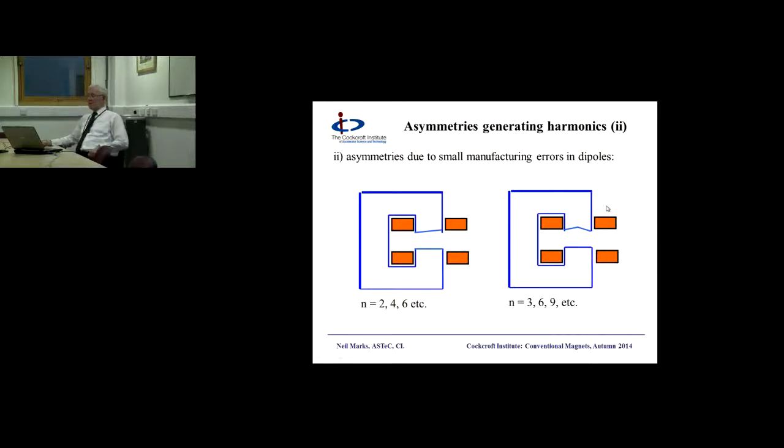What about other errors that can be introduced? Well, here's a dipole that's been made with a slight angle on the top pole. We're only perhaps talking about 20, 30, 40 microns, but it's still going to introduce 2, 4, 6 pole, etc. What about this one where there's a bit of a hollow in the middle? Again, 50 microns perhaps. It's going to introduce a sextupole, 12 pole, 18 pole, etc.